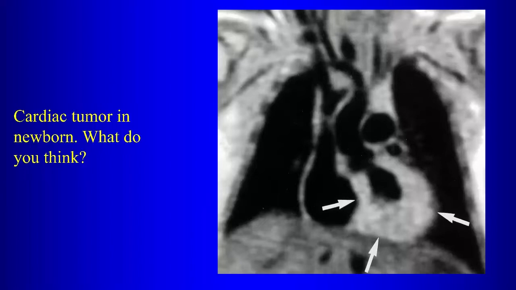Okay, so here we have a coronal image, and I will give you the history. We have a cardiac tumor in a newborn. What will this be? So rhabdomyoma is the most common cardiac tumor in a newborn, and what is that associated with?